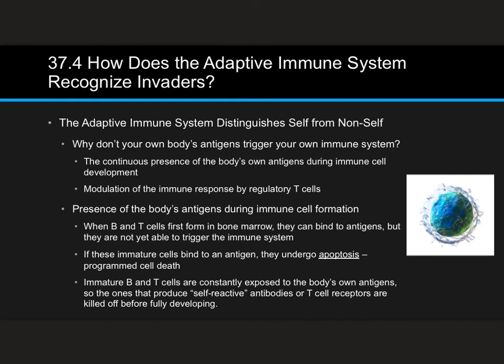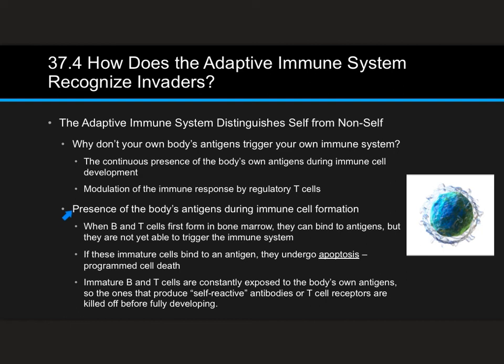Okay, and then part of those questions that we asked at the very beginning: why don't your own body's antigens trigger your own immune response? The continuous presence of the body's own antigens during immune cell development is part of that answer, along with modulation of the immune response by regulatory T cells. That gets into some fancy wording. We'll see what that is in a few minutes.